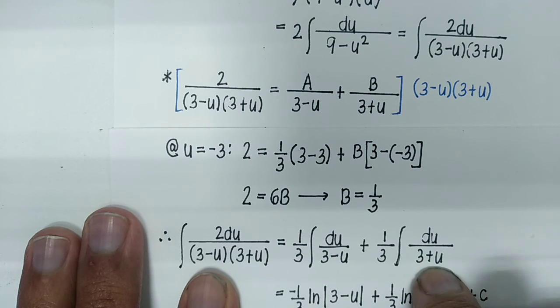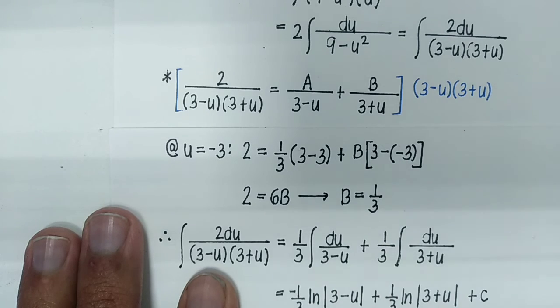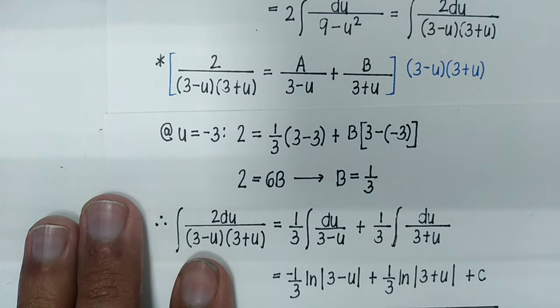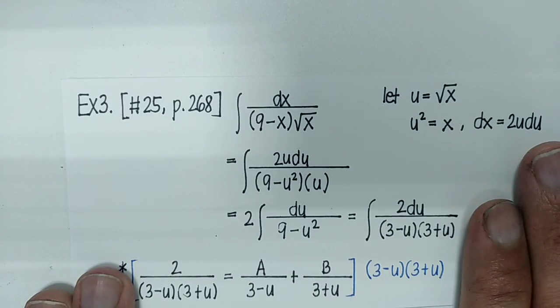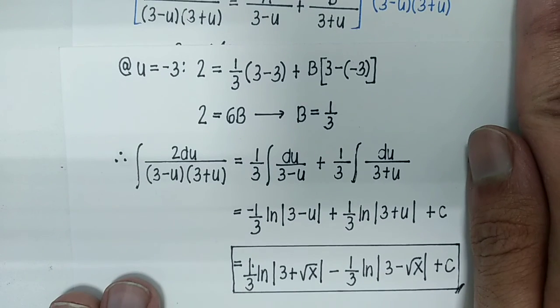These we can easily integrate. So integrating these two integrands here gives us the following. And for our final answer, we replace our u's with the original expression, the original variable, which is in terms of x. So since your u is equal to square root of x, our final answer is then equal to this.